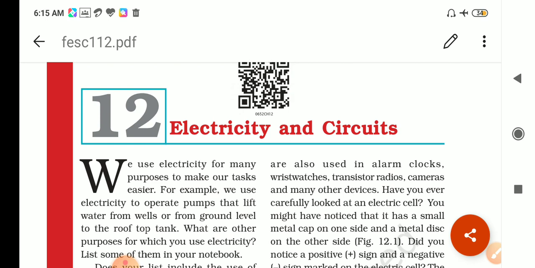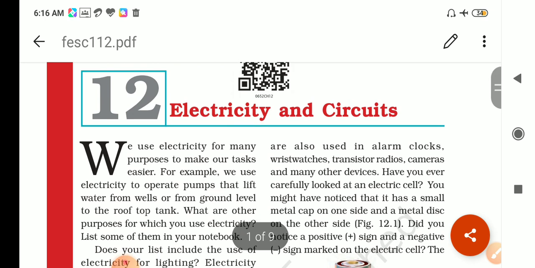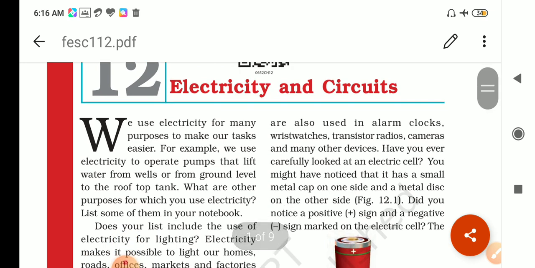Okay, today we are going to start chapter number 12. It's electricity and circuits. In the last online class, I showed you a bulb and a cell and the terminals of the cell. That was a simple activity, the introduction of the chapter. Today we are going to start the chapter.